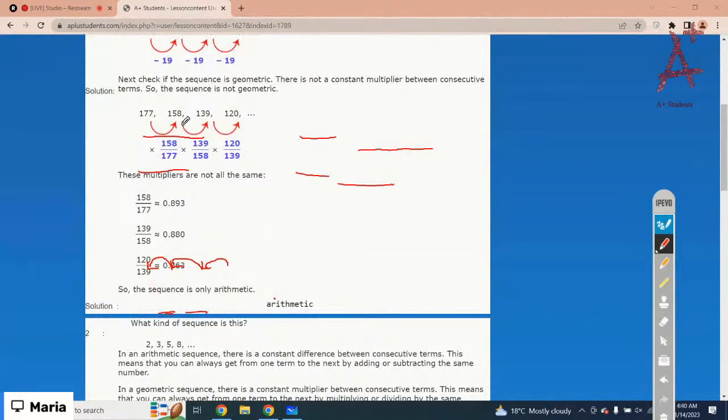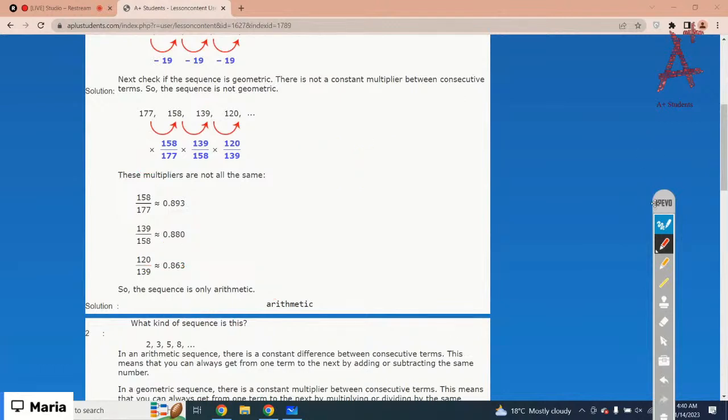Okay, here it is: 58 over 177, 139 over 158, and 120 over 139. The first one is 0.893. The second one is 0.880, and the third will be 0.863. When you divide them, the multiplier is not the same. Got it? That means this is not geometric. This is the arithmetic sequence. Got it?